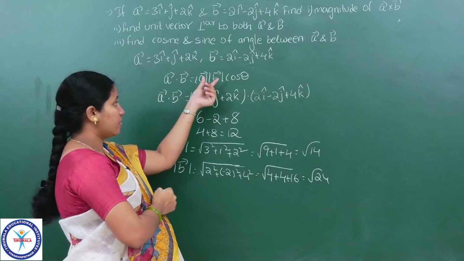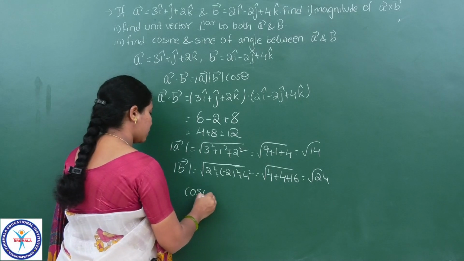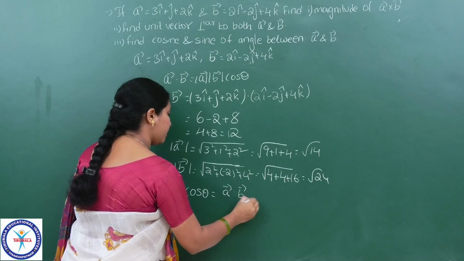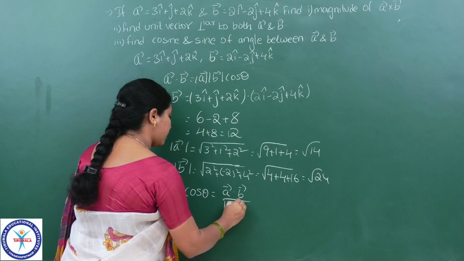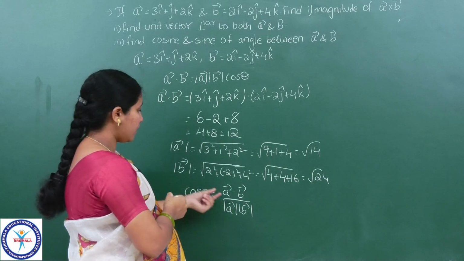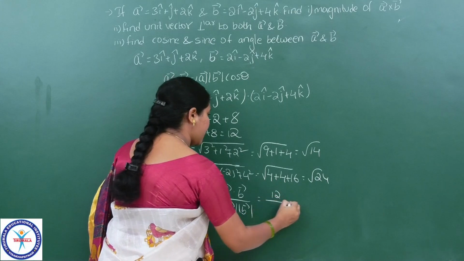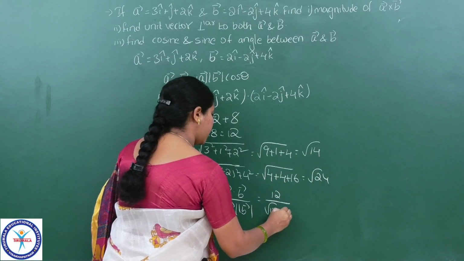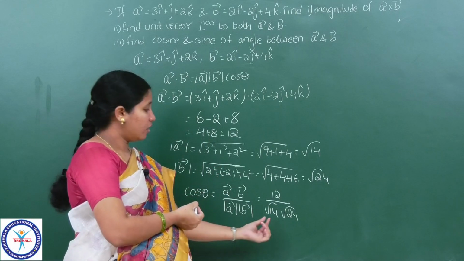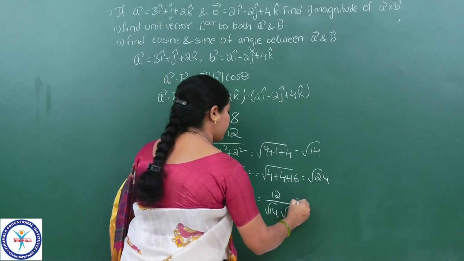So from this we can find cos theta. So we can write cos theta is equal to A bar dot B bar by modulus of A bar into modulus of B bar. So A bar dot B bar value is 12 divided by root 14 into root 24. We can write root 14 as root 2 into root 7.